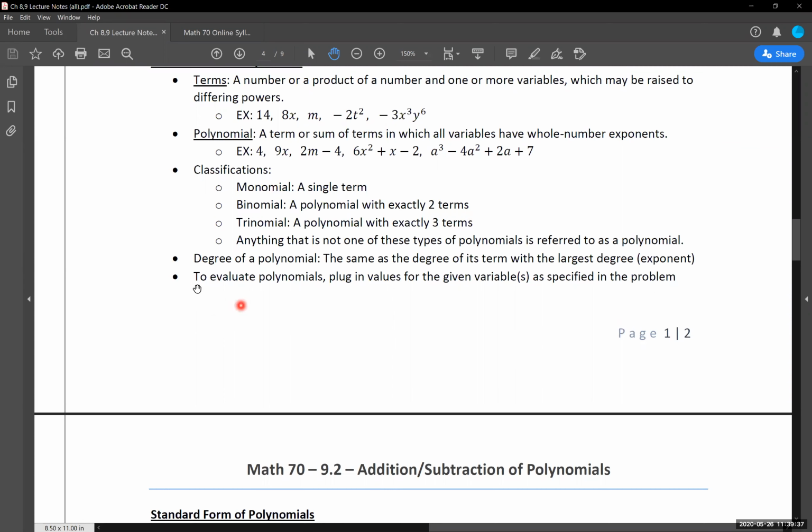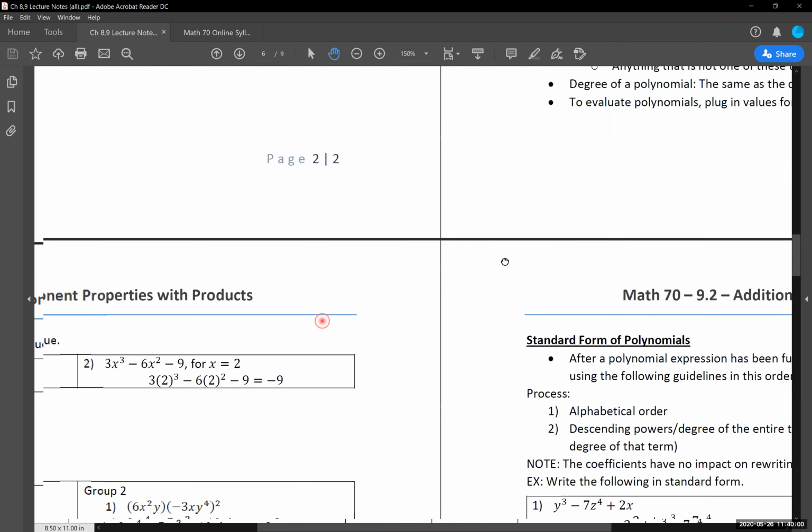So we'll get into evaluating polynomials, which we actually did a fair amount of earlier in the quarter. So I'm going to give a quick refresher on this, and then we'll maybe go through one example or two. If we're asked to evaluate polynomials, we plug in values for the given variable or variables as specified in the problem. I'm going to jump us over to our examples with this.